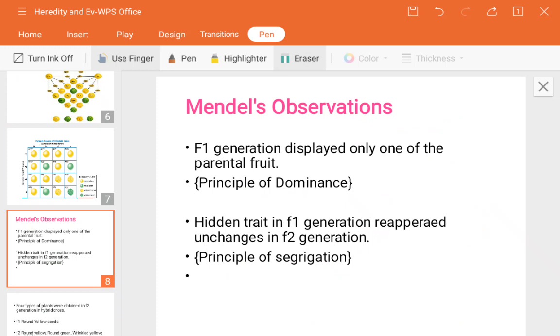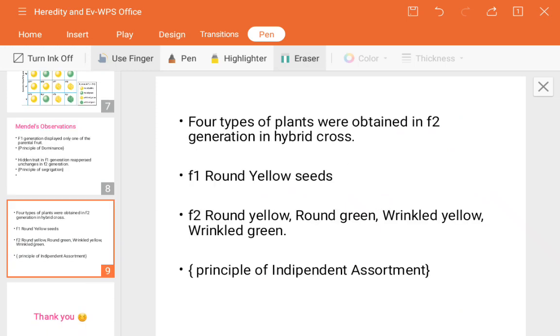Means 4 traits were obtained, is it? 3 traits for the tall one, and the last one was a pure recessive one. So that's why each of them got segregated, means the characters occurred separately. That's why this principle is known as the segregation principle.